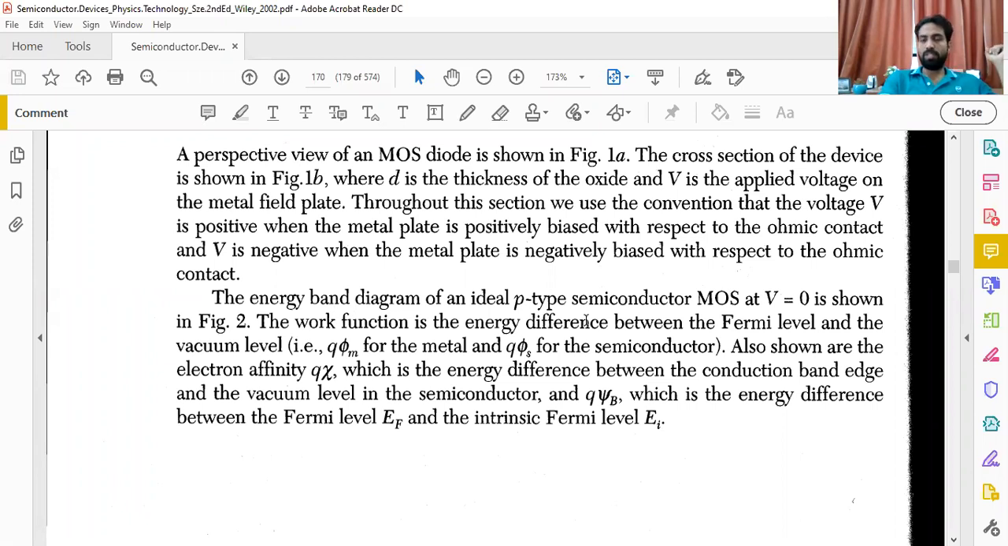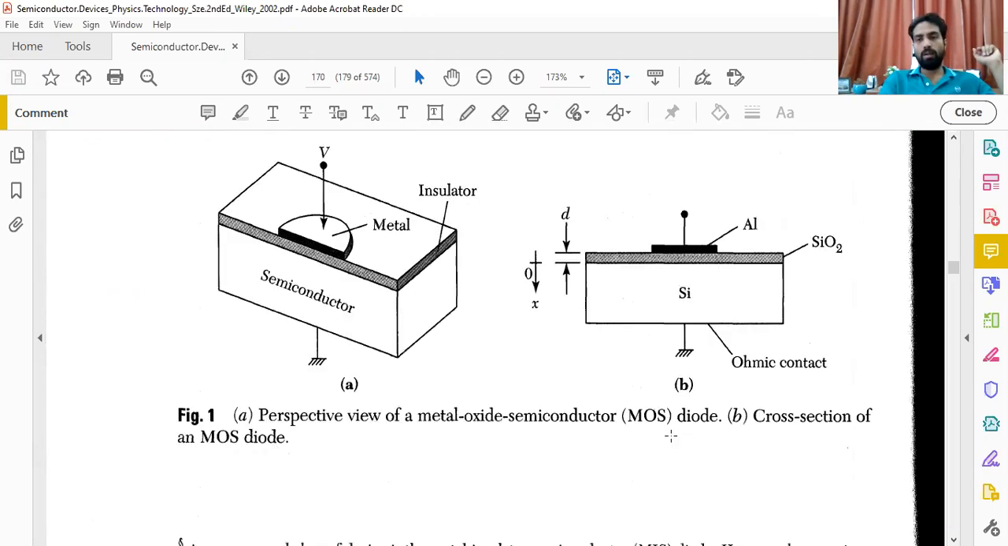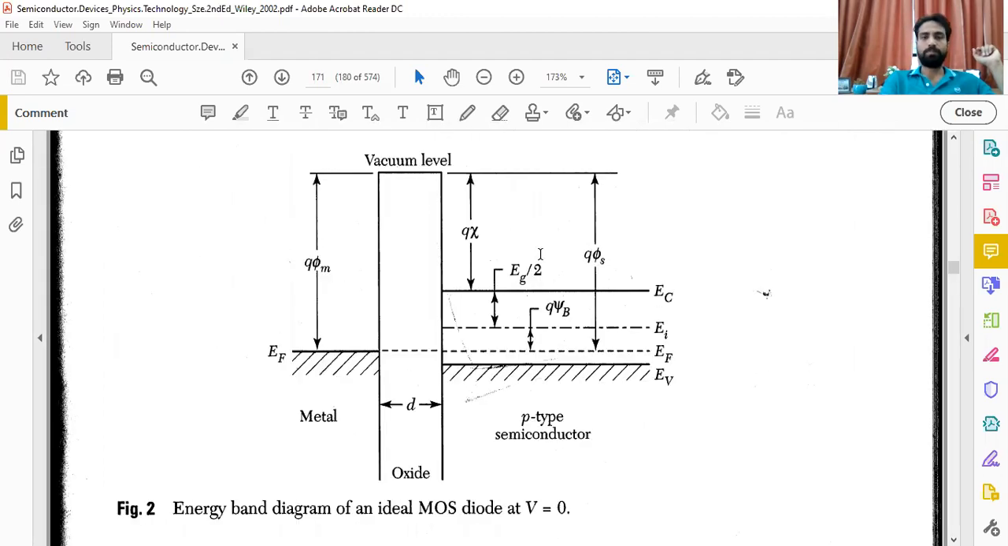So if you read up here, you would be able to get that the work function is the energy difference between the Fermi level and the vacuum level, which is taken as Q phi m for the metal and Q phi s for the semiconductor. Also shown, the electron affinity is taken as Q psi, which is the energy difference between the conduction band edge and the vacuum level in the semiconductor, and Q phi b is the energy difference between the Fermi energy EF and the intrinsic Fermi level Ei. So all the representation has been taken up here.